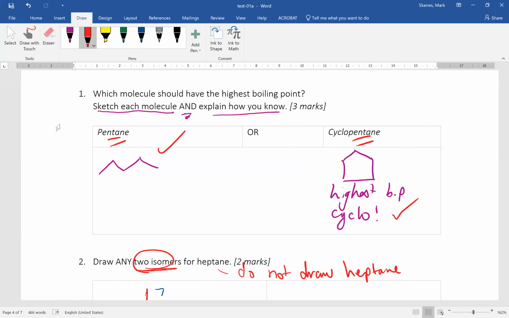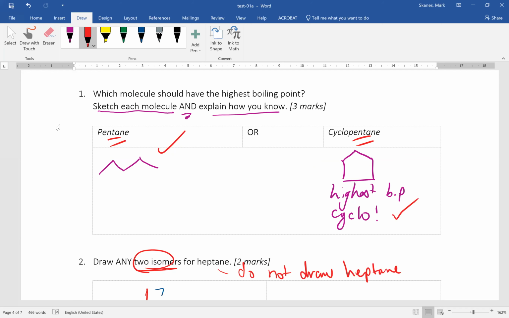I don't really care if you get into the details. The reason is, in a cyclic molecule, there's bigger intermolecular forces holding it together. But all I wanted my class to say, this was in the fall, was that cyclopentane has the highest boiling point because it's cyclic.